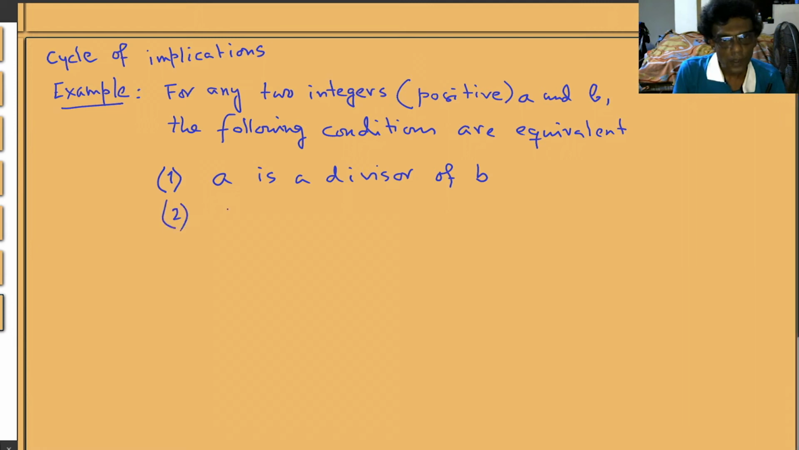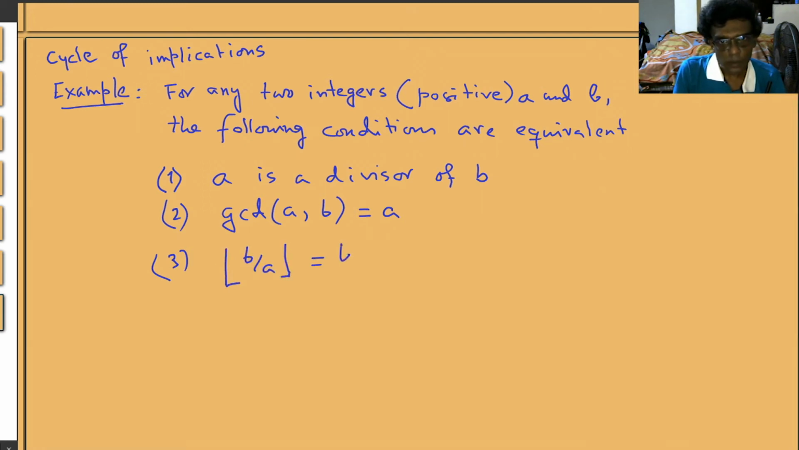Two, GCD of A and B is A. And 3, the floor of B by A is equal to B by A. So whenever I make a cycle of implications, what I can typically do is 1 implies 2, 2 implies 3, 3 implies 1. So 3 things I have to prove. Or I can show 1 implies 3, 3 implies 2, 2 implies 1. Okay, so let us proceed this way. 1 implies 2.